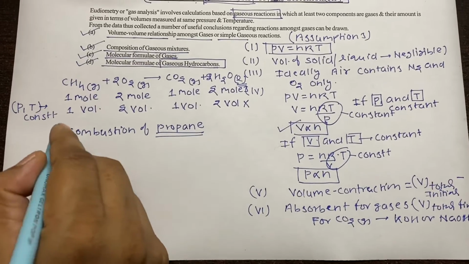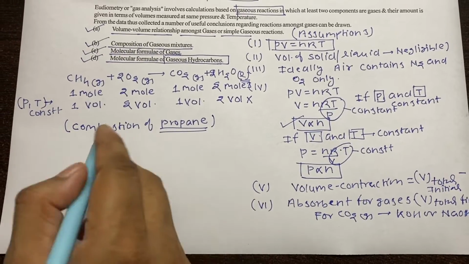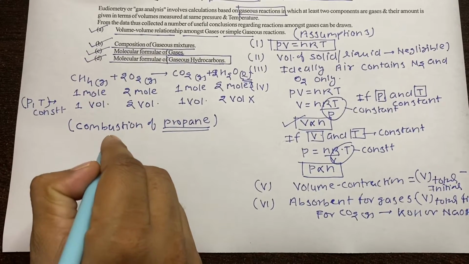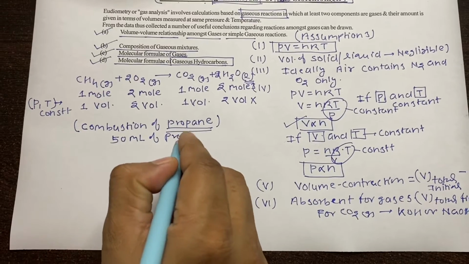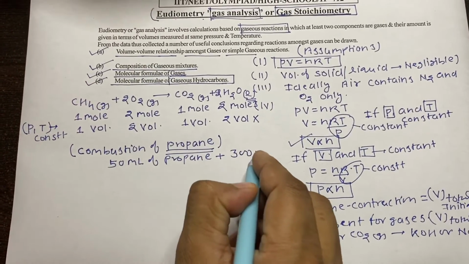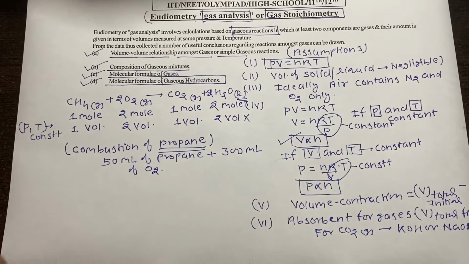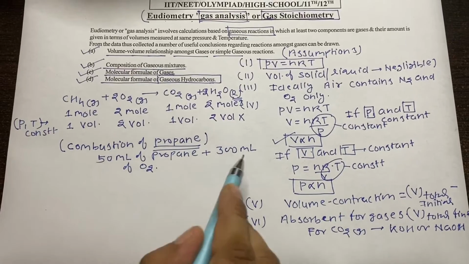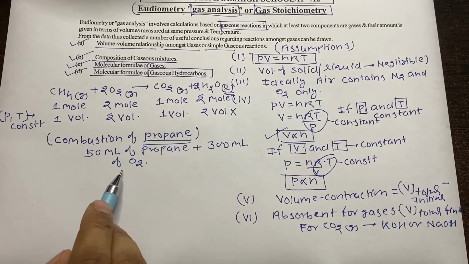So let's understand the concept of eudiometry by taking the combustion of propane. We are taking 50 ml of propane plus 300 ml of oxygen. 50 ml of propane and 300 ml of oxygen are allowed to react, or undergo combustion.